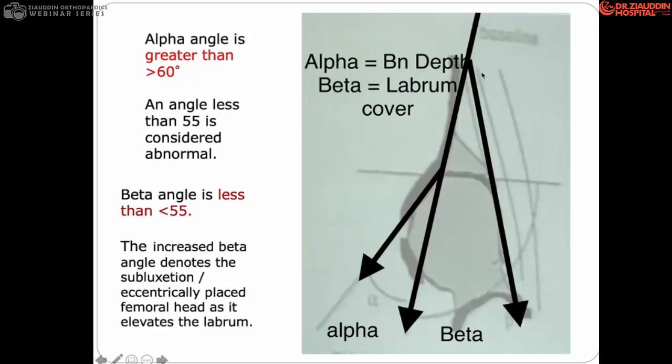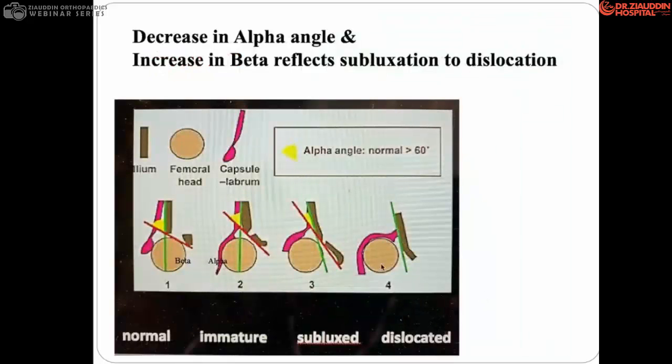Again, you can see in the vertical directions here, the alpha angle and the beta angle. Alpha angle should be more than 60, beta angle less than 55. And if there is a difference, then the alpha angle decreases, the beta angle increases. It means the hip is coming out, subluxating like this. So it decreases the depth of the acetabulum. So again, the same description here.